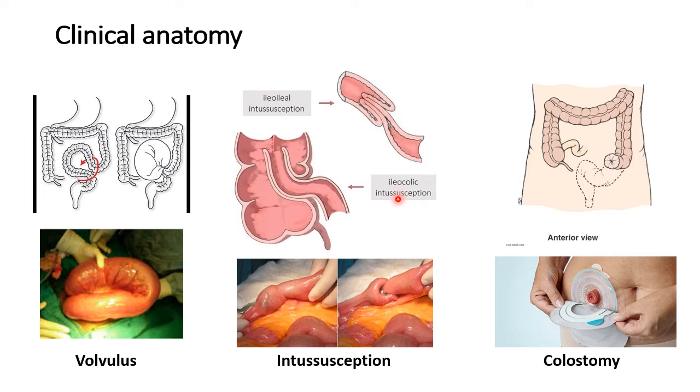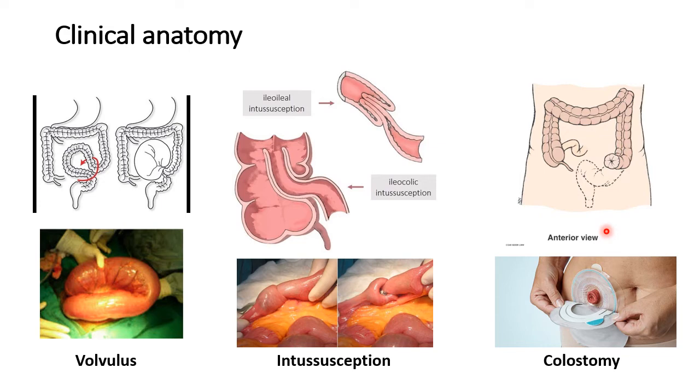We call it ileocecal intussusception. It can also happen only in the small intestine alone, parts of the ileum. So this is ileoileal intussusception, and this is how it looks. And for treatment you just need to pull the two parts apart, and then the lumen gets continuous again.